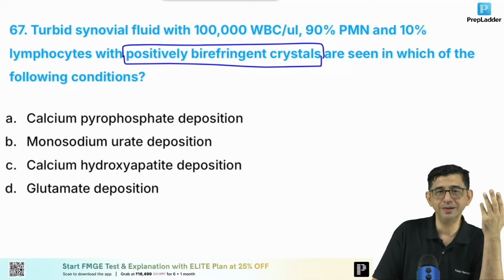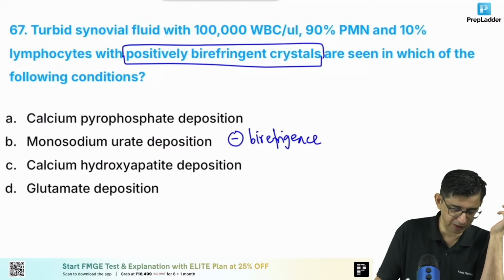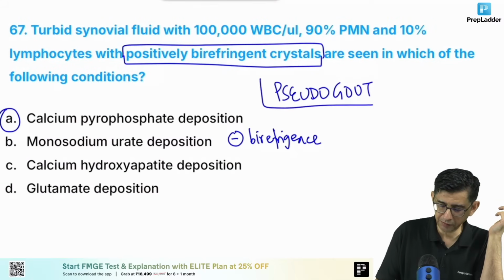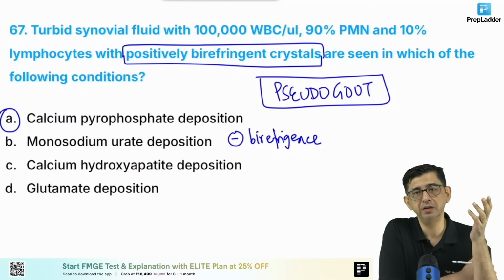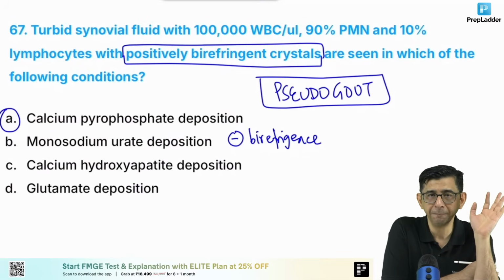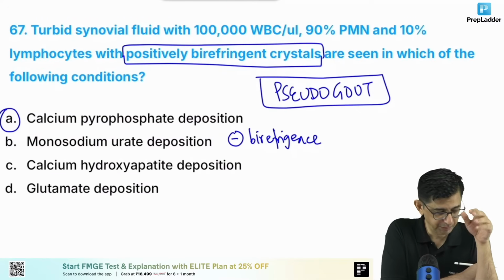Guys, I think this is an easy one. There are only two that are asked. One is negatively birefringent for uric acid. If I say negative birefringence, then I will say it is monosodium urate. And when I say positive birefringence, then I'll think in terms of calcium pyrophosphate. That is a presentation of pseudogout. In pseudogout, the most common joint involved is the knee joint. So if they began by describing knee joint involvement and then mentioned positive birefringence, your strike rate would increase. But they did not mention joint involvement at all. They simply said positive birefringence would be a feature seen with it.